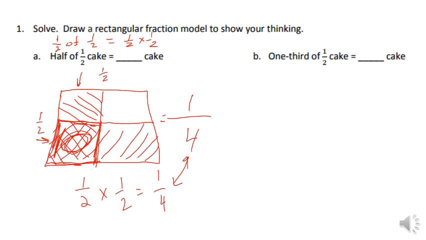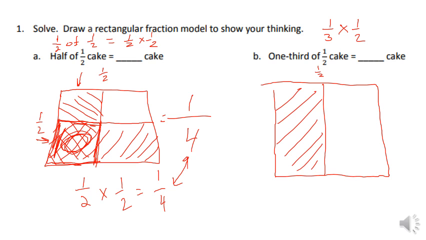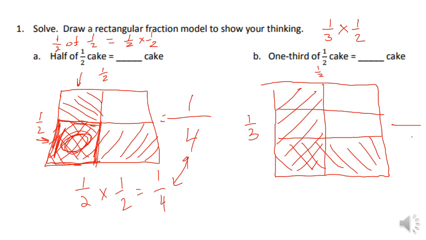On B, it's 1/3 of 1/2. So we know that's going to be 1/3 times 1/2. So once again, if we split it in half, shade in 1/2. Horizontally, we're going to go to thirds, and we're shading in 1/3. We can see our denominator is going to be a total of 6, and there's 1 that was in common, both of them. When we do our standard algorithm, we can see 1 times 1 is 1, and 3 times 2 is 6. So it checks.